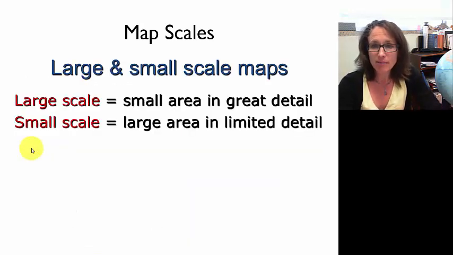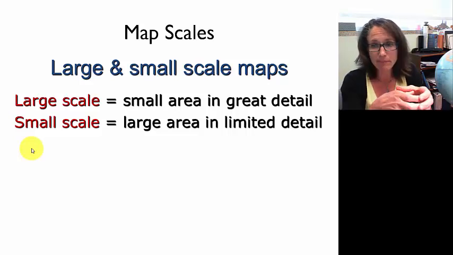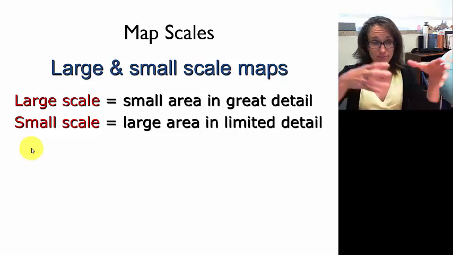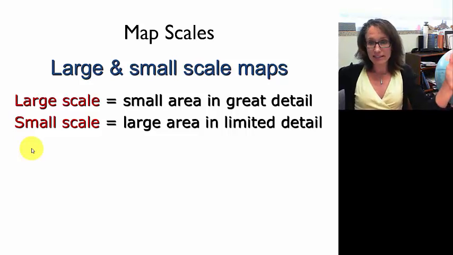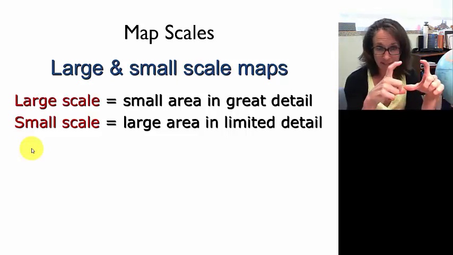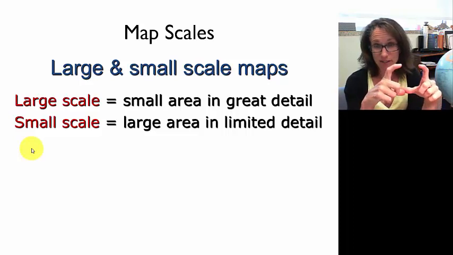Okay, one last thing about map scales, and that is when we talk about a large scale versus a small scale map. If we say a large scale map, what we're talking about is a small mapped area that is shown big on a map and with a lot of detail. And a small scale map, we're taking a large area like a state, and we're showing it like this on a map, right? And so there's not as much detail.